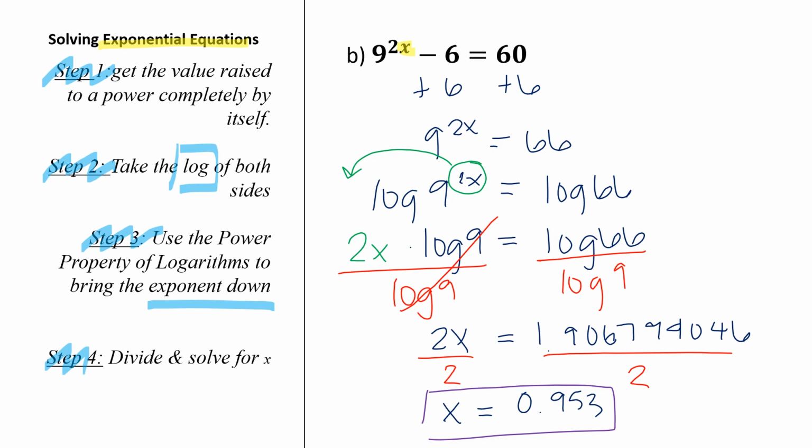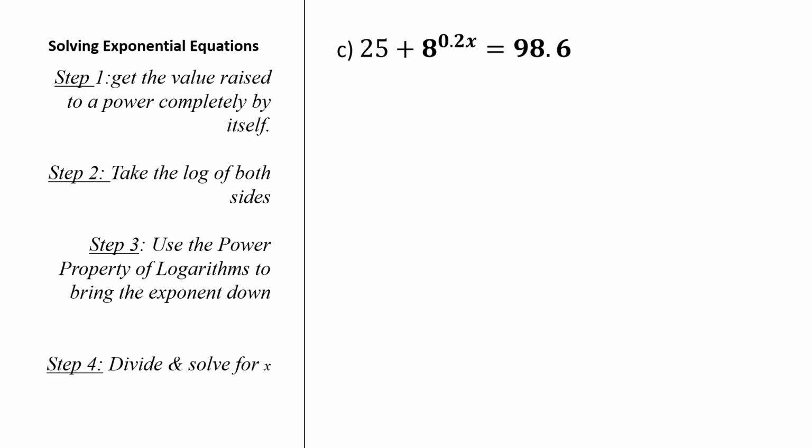All right. I think we have one more. Last one. 25 plus 8 to the power of 0.2x equals 98.6. This is pretty much all the same steps. There's really nothing new here. It's just practicing the same thing.